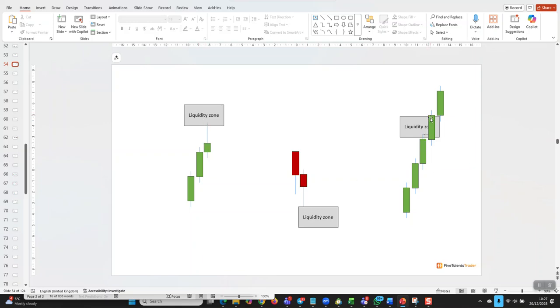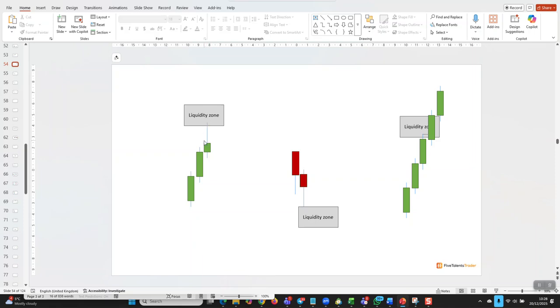Here, there is no rejection. Even this first candle that came in here is not a very clean rejection. The body of the candle is still huge, so there's no clean rejection. I want to see that it is rejected. So this is one way of this happening.